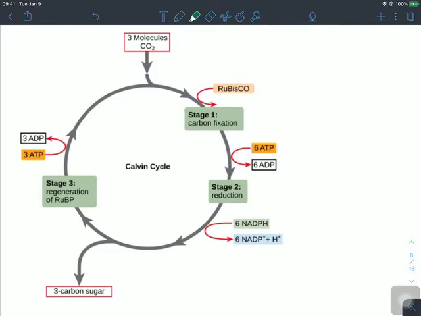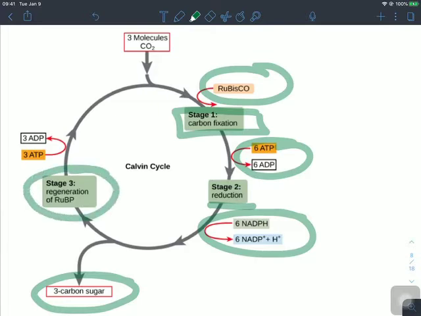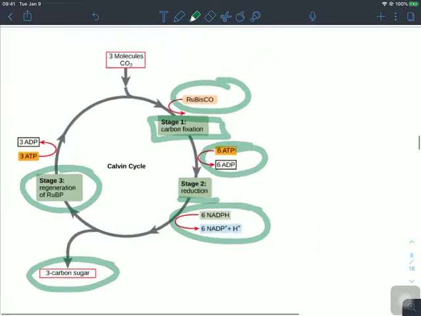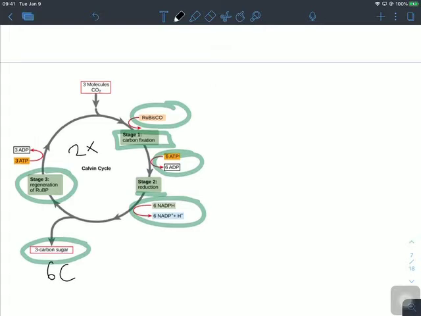Now, from this drawing, we again see Rubisco helping out with that stage 1 carbon fixation, ATP and NADPH being used up in our stage 2 reduction, a 3-carbon sugar being produced, and then eventually the regeneration of ribulose 1,5-bisphosphate in step 3, so that way we can run this cycle back 2 times to produce our 6-carbon sugar. And that's the level of detail that you need to keep for the Calvin-Benson-Bassham, or the CBB cycle.